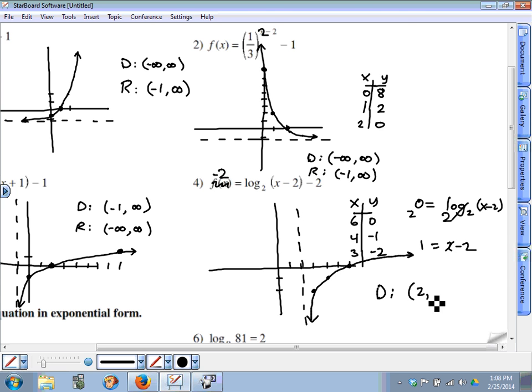So the domain here is from 2 to infinity, not including 2. The range is all real numbers.